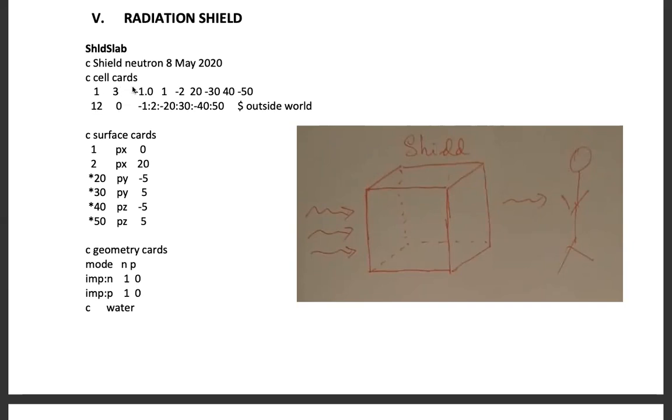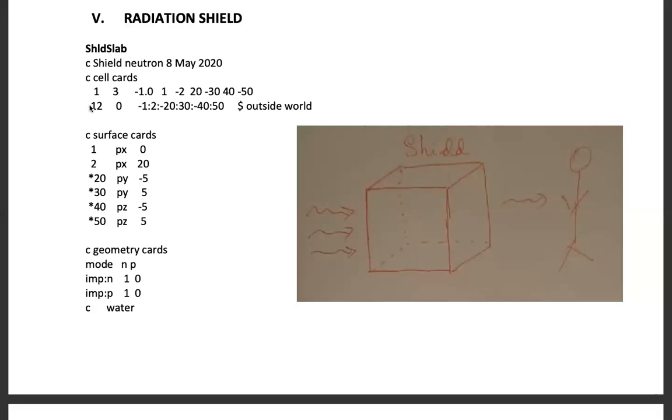The shield itself is cell 1, and it has material 3. Material 3 has a density of 1 gram per cubic centimeter, which means it is water, and it is to the right of surface 1, left of surface 2. So it's between these two in x. It is greater than 20 and less than 30 in the y direction. It is greater than 40 and less than 50 in the z direction.